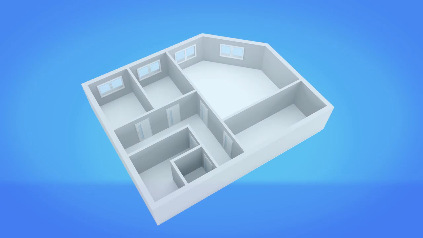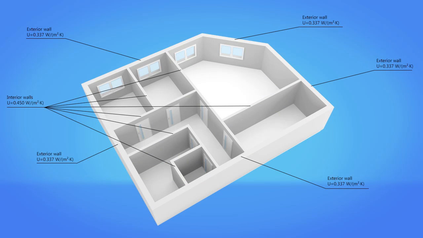To calculate the building's heat losses, we need to specify the thermal properties of its envelope surfaces. This is done using construction types. Construction types are named groups or assemblies of layers of materials and can be easily applied to any surface.